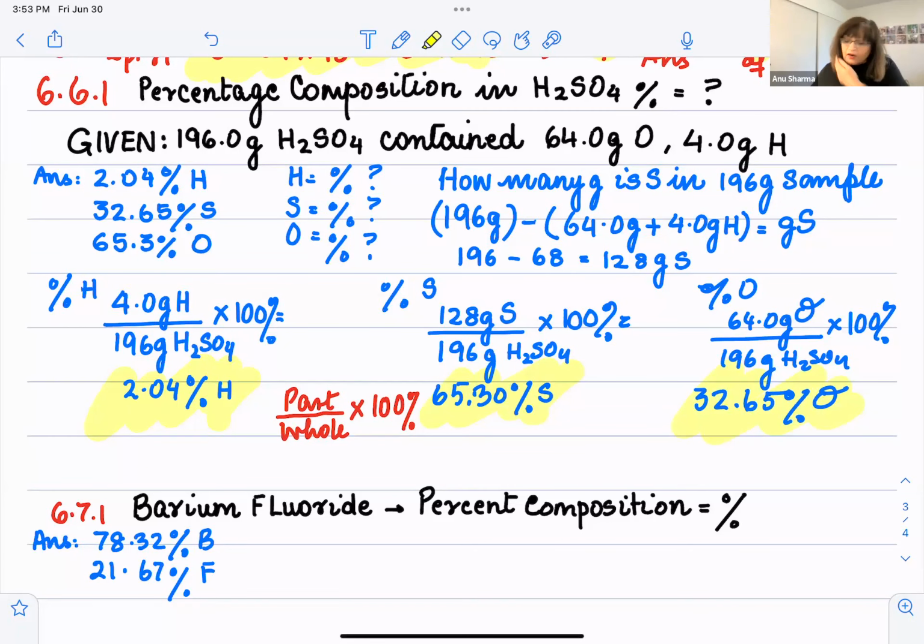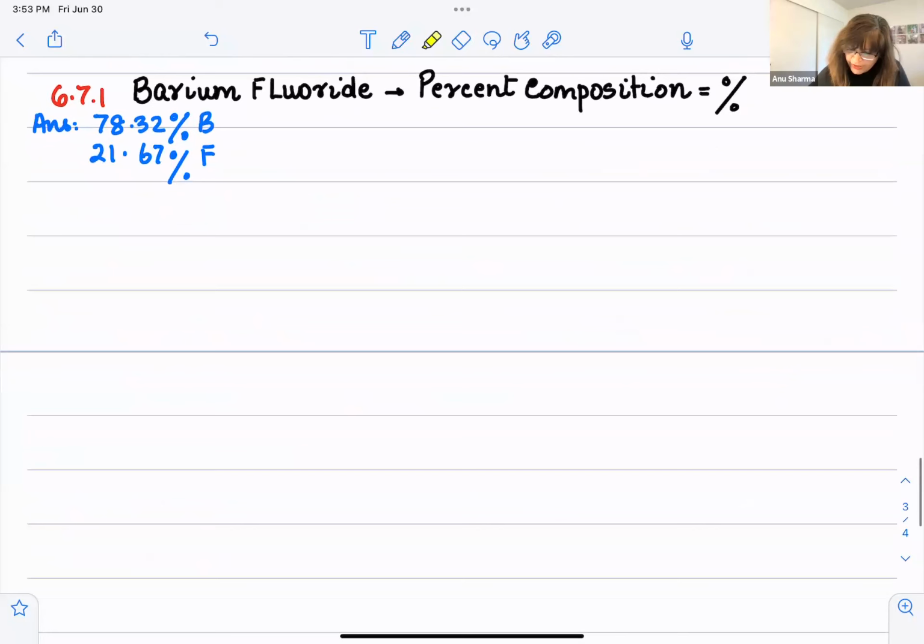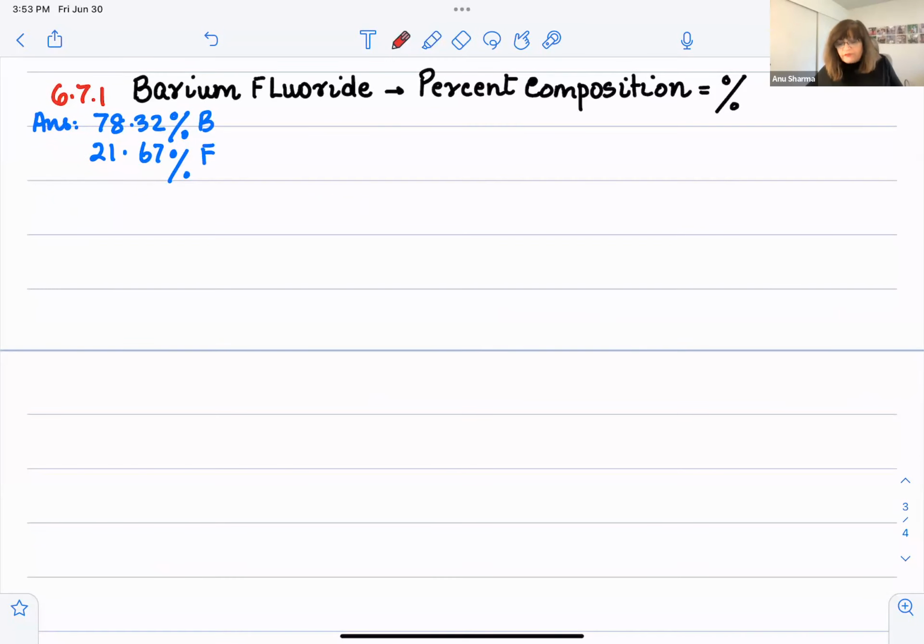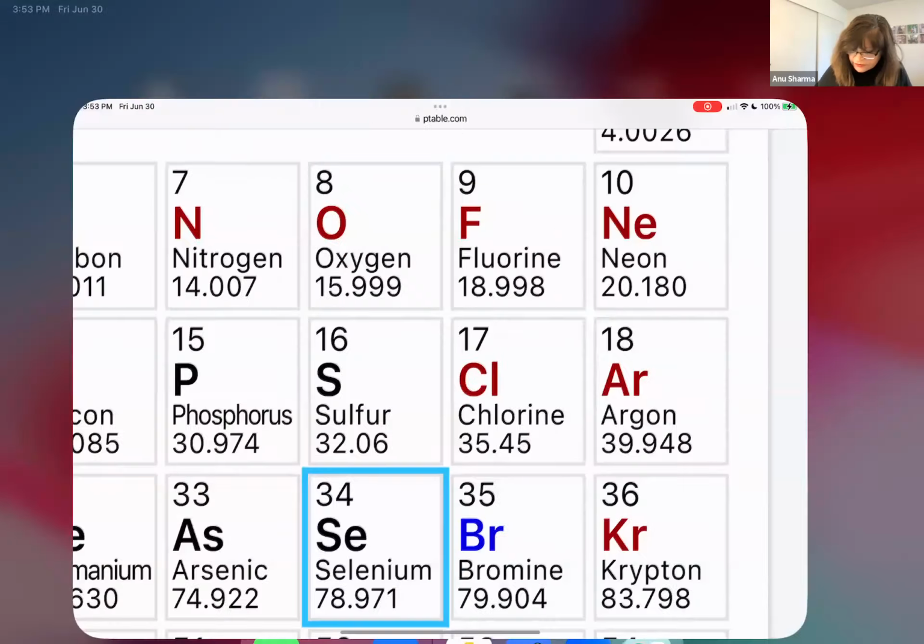All right. Next is barium fluoride. This is the last question here: find the percentage composition of barium fluoride. In this case, they did not give you the grams of the sample. So first of all, you should know how to write the formula of barium fluoride. Barium is group 2A. How do I know? You need to check, since you're learning also.